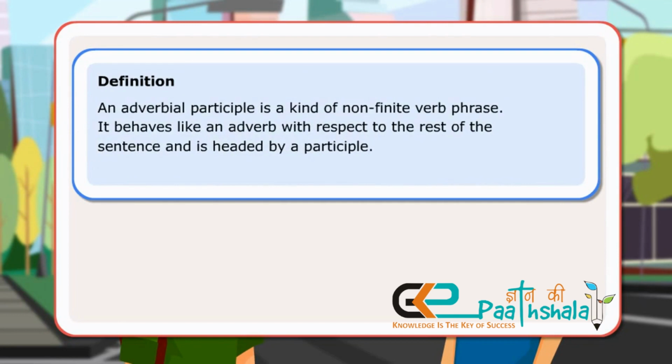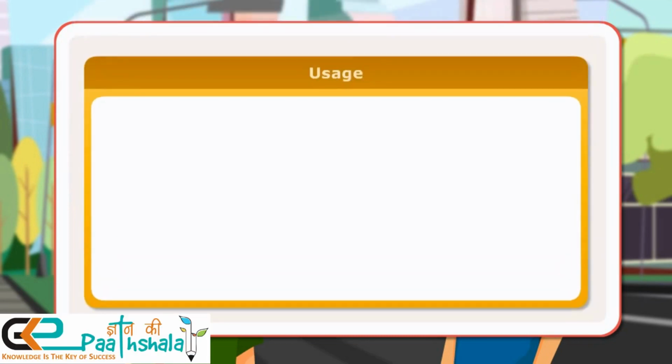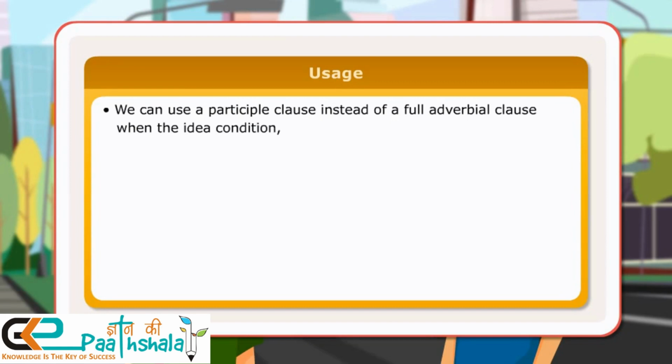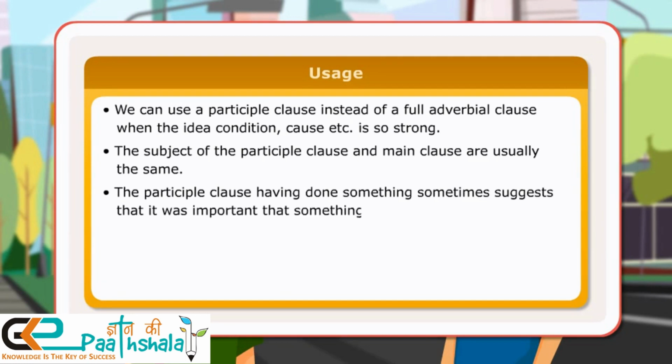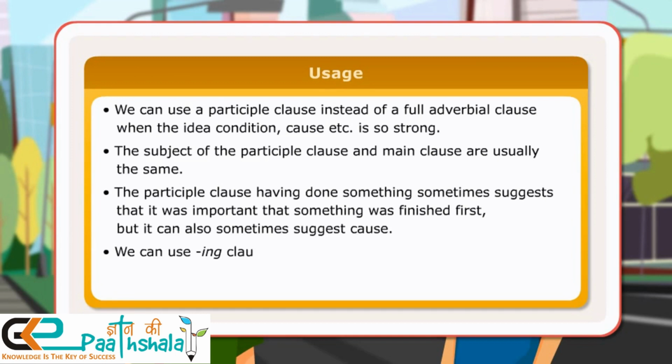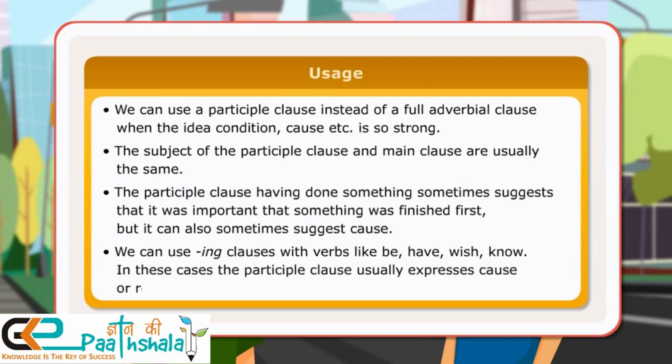Definition. An adverbial participle is a kind of non-finite verb phrase. It behaves like an adverb with respect to the rest of the sentence and is headed by a participle. Usage. We can use a participle clause instead of a full adverbial clause when the idea, condition, cause, etc. is so strong. The subject of the participle clause and main clause are usually the same. The participle clause, having done something, sometimes suggests that it was important that something was finished first, but it can also sometimes suggest cause. We can use ing clauses with verbs like be, have, wish, know. In these cases, the participle clause usually expresses cause or reason.